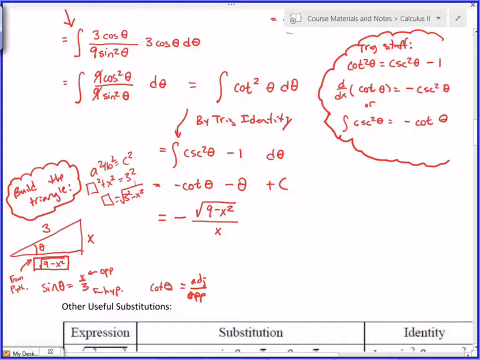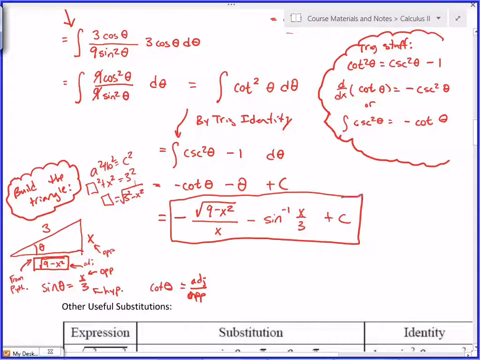Okay? That's adjacent to theta over the opposite. And then what's theta? We said before it was sine inverse of x over 3 plus c. That right there is the antiderivative of your function. That's your integral. That's what a typical, regular old trigonometric substitution problem looks like. Don't you love it?